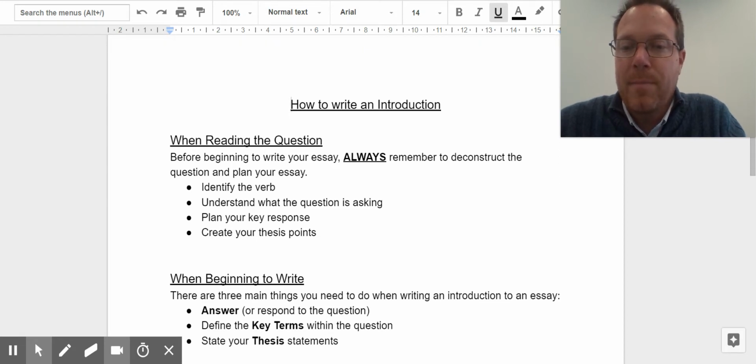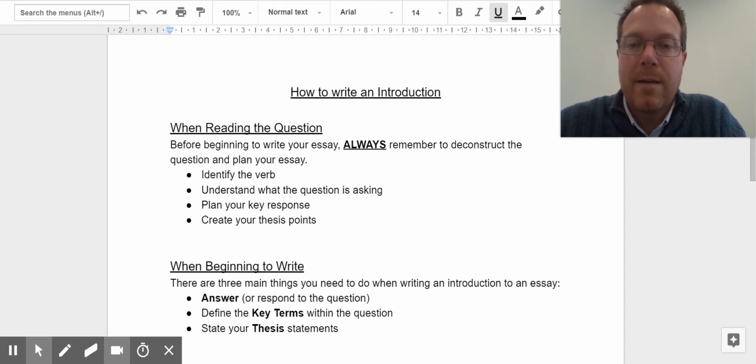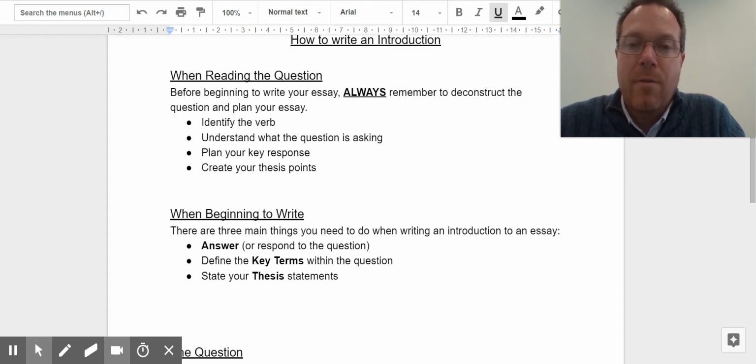So from there, plan your key response. What is your one clear answer to that question? Then from that clear answer, break it down into thesis points. Really, you're looking at 3 or 4 thesis points for every essay, and each thesis point becomes your body paragraph. So when you actually do begin your writing, your introduction has 3 things.